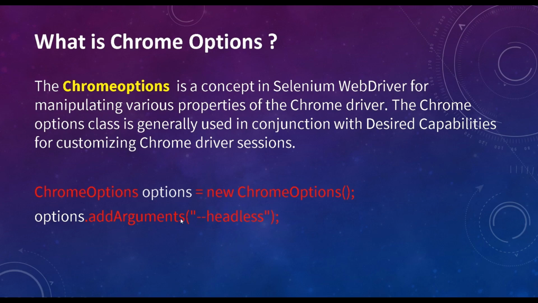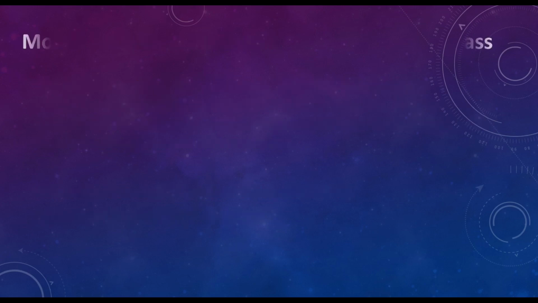If you add this particular command, you won't be able to see your browser execution because it will happen in the backend. But if you remove this particular options.addArgument, it will open up the browser and it will do the execution. So that is the difference.